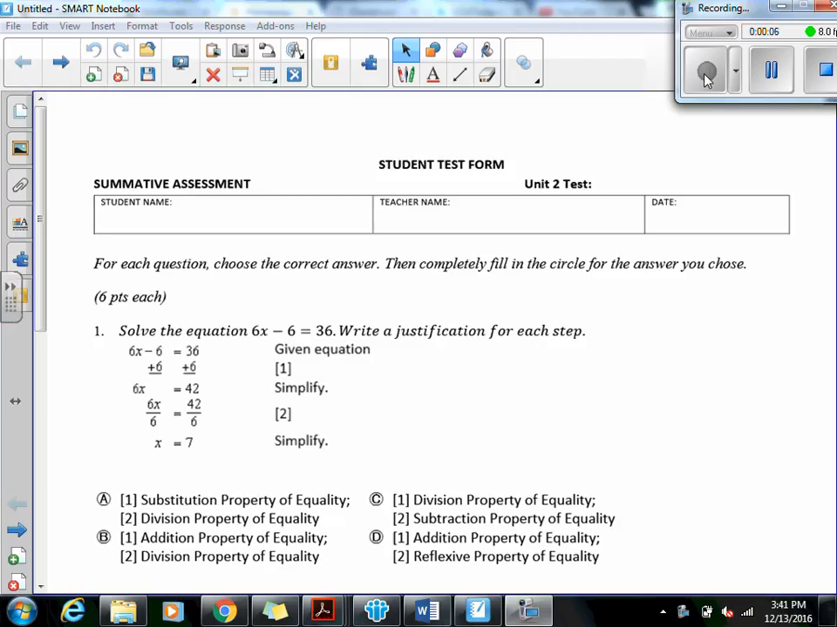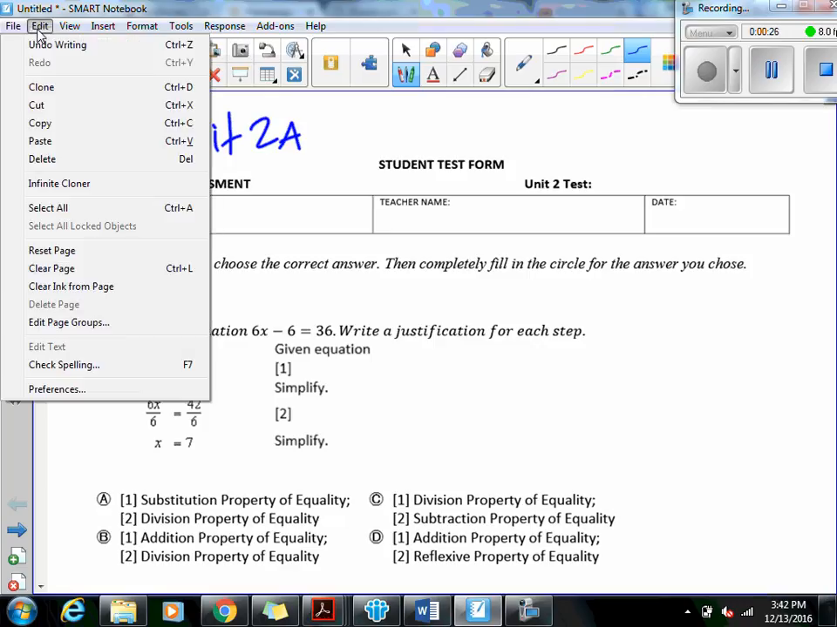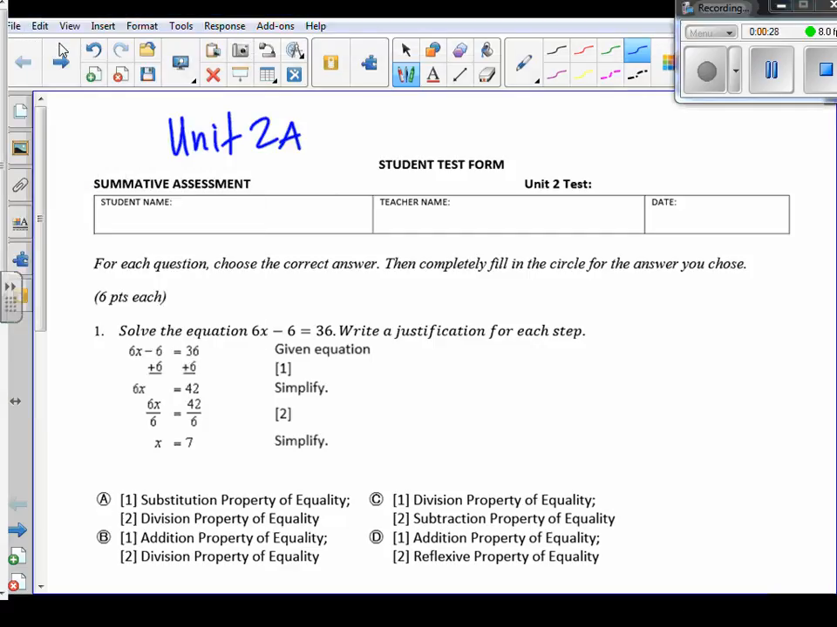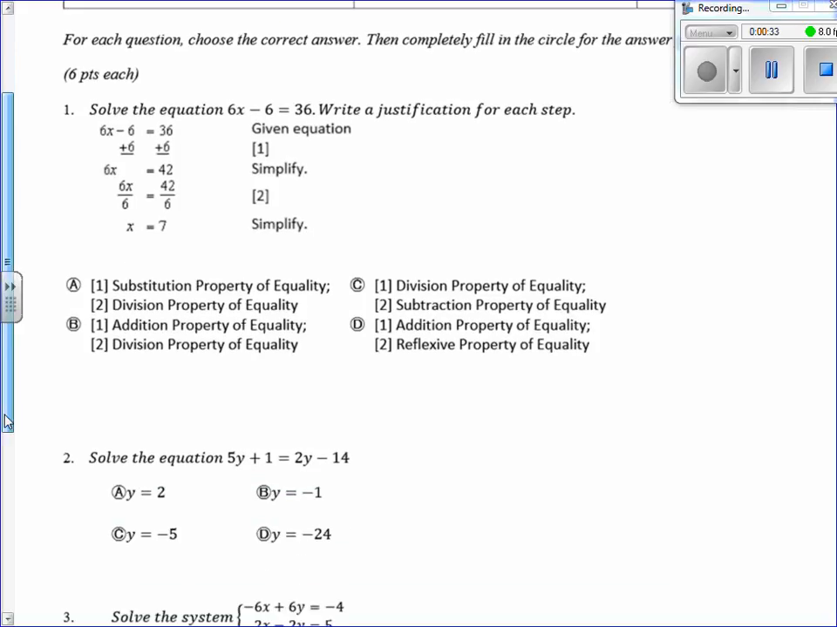So today I am doing the Unit 2A assessment. So this is Unit 2A. Let's go ahead and get our screen set up, full screen. And so let's get started. Let me do one more thing. I'm going to get my calculator over here across the room.